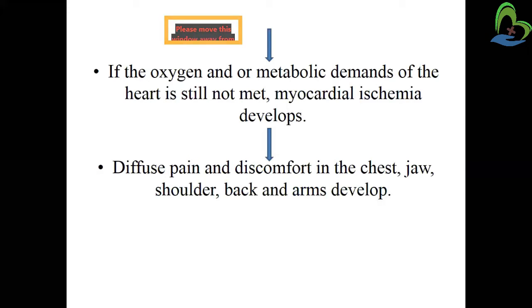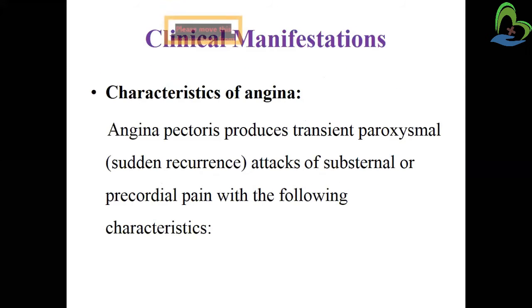Next, it will lead to what? Diffuse pain and discomfort in the chest, and then it will radiate to the jaw, shoulder, back, and arms. So this is how angina pectoris has started. What are the clinical manifestations in that? We have to understand the characteristics of angina.